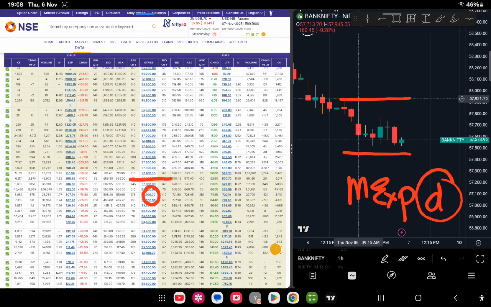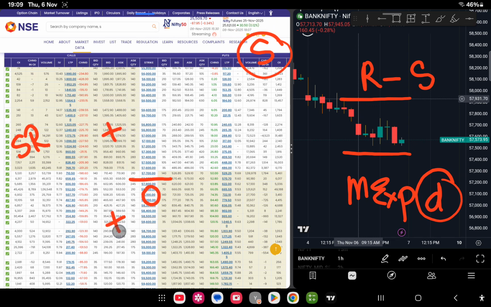You could clearly see here resistance is strong. So we are seeing from a seller's perspective. That's why a strong resistance means positive decay in both ITM and OTM. A weak support means negative decay in both OTM and ITM. So you could see here clearly.